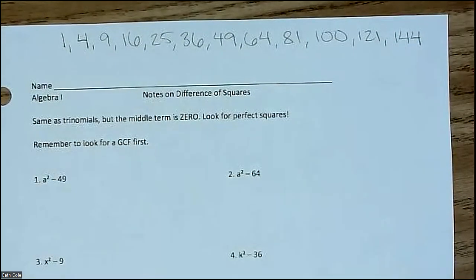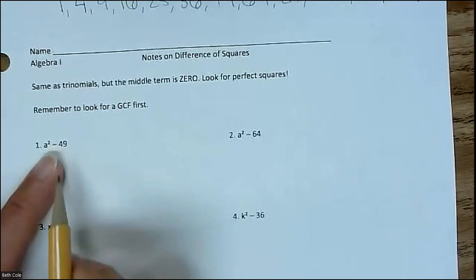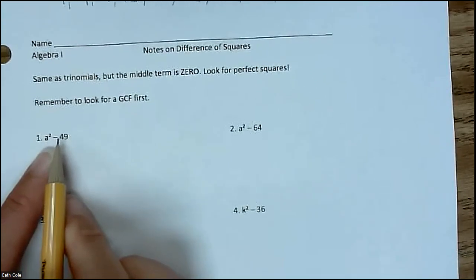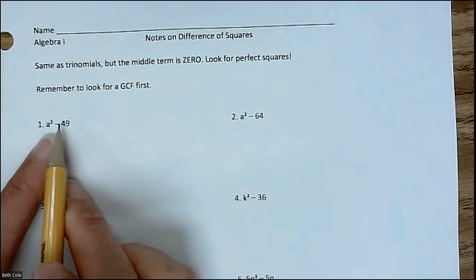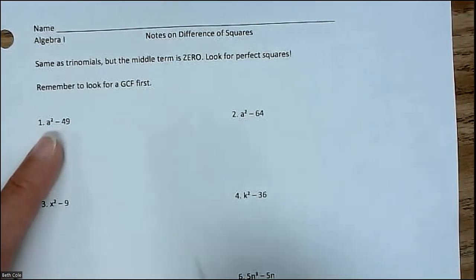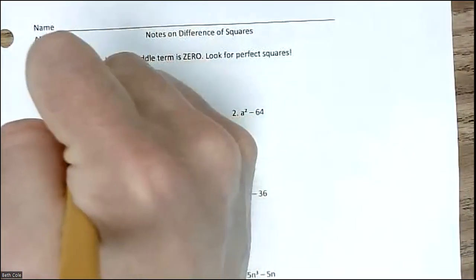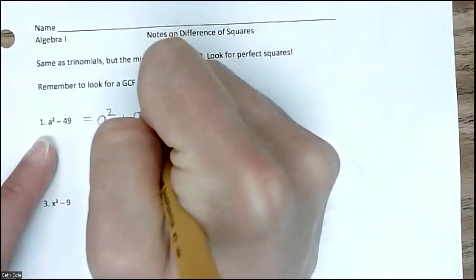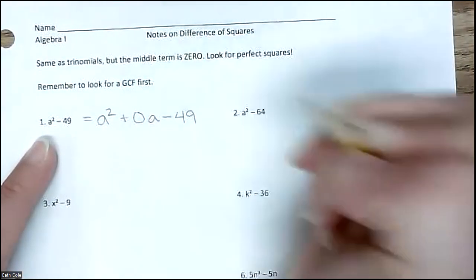Now they obviously go on forever because numbers are infinite, okay? But you just need to be on the lookout for those numbers. Now this is a trinomial where the middle term is 0. The middle term is missing. As you look at this one, I'm only going to do this for the first one just to show you how it works, because after that you're going to just see the pattern and these will go really quick. But I want you to rewrite this as a squared plus 0a minus 49.